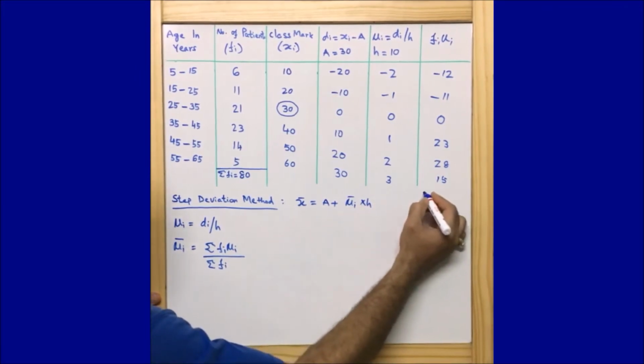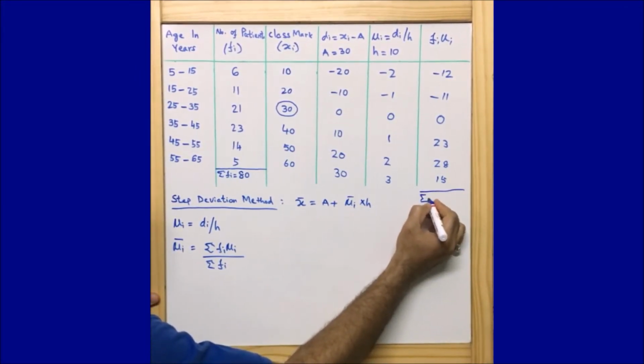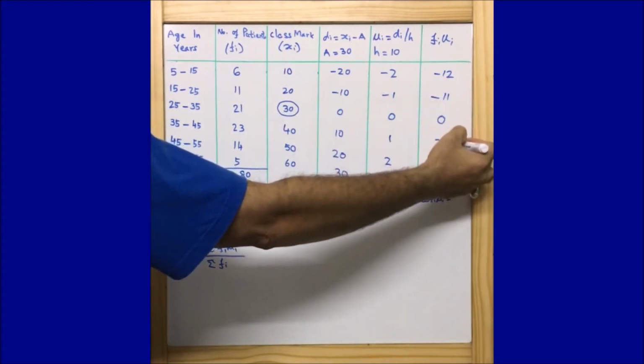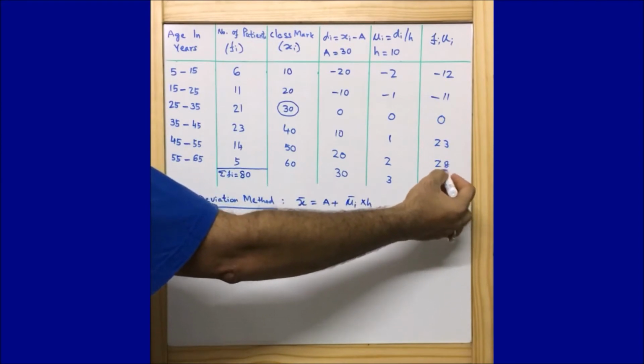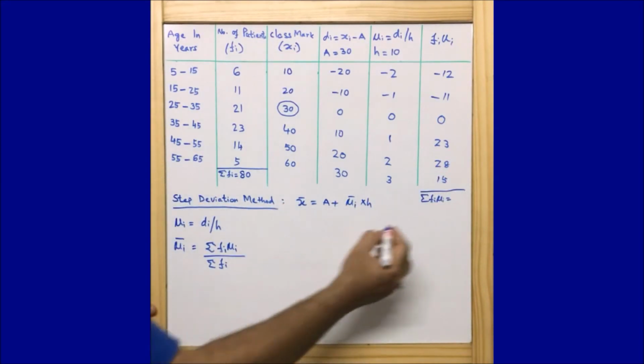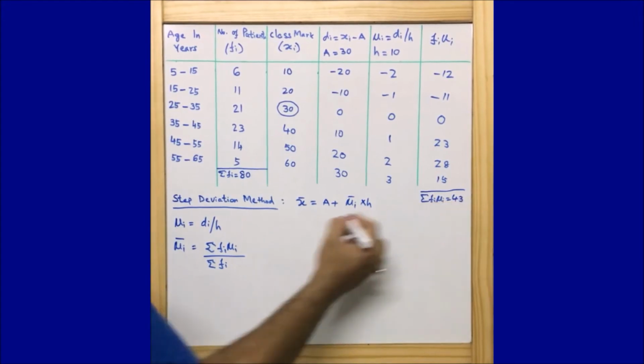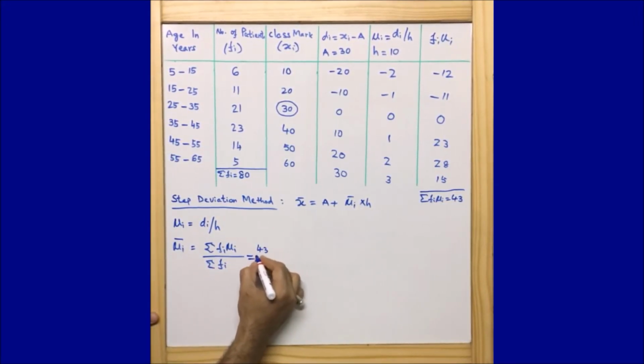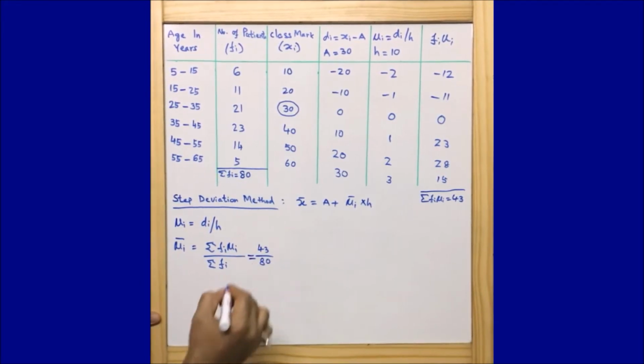Now let us find out the summation of fi ui. So summation of fi ui, that means we need to add. So minus 12 minus 11 is minus 23, and this 23 and this 23 will eliminate, and we are left with 28 plus 15. So 28 plus 15 is nothing but 43. So let us put the data here. Summation of fi ui is 43 upon 80. This is what we got. 43 upon 80 is the mean of ui.